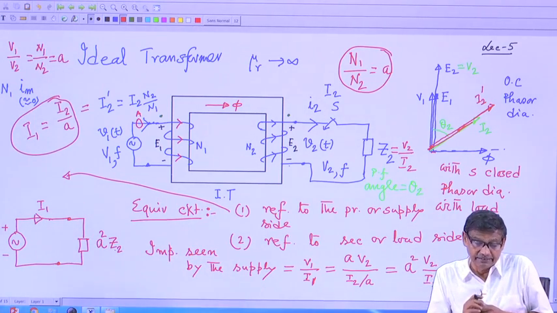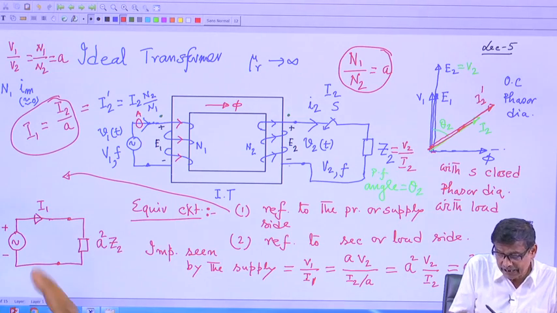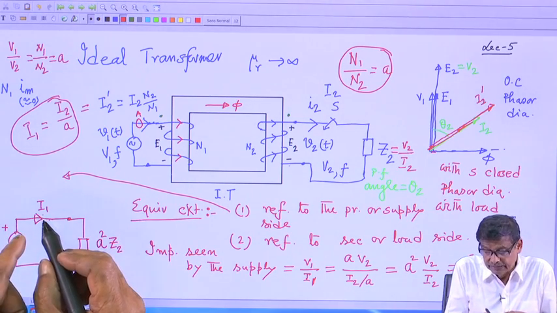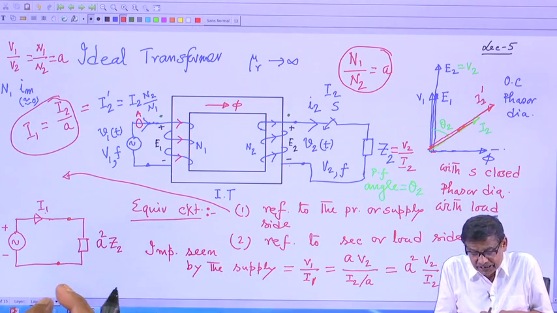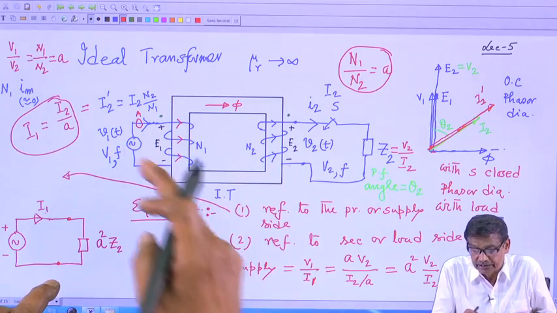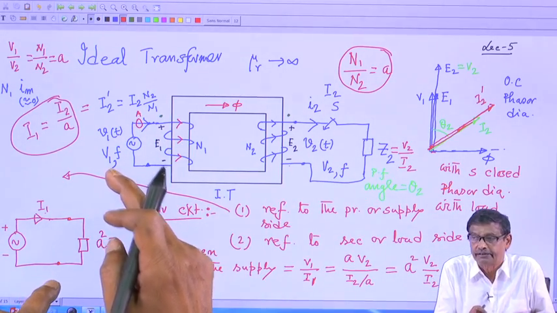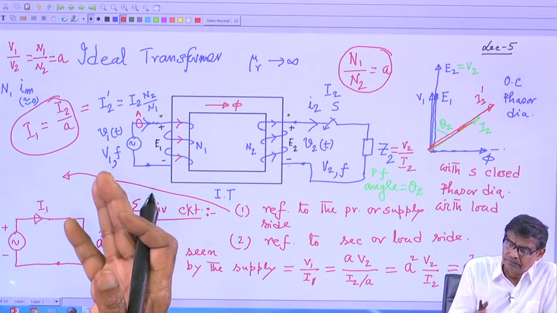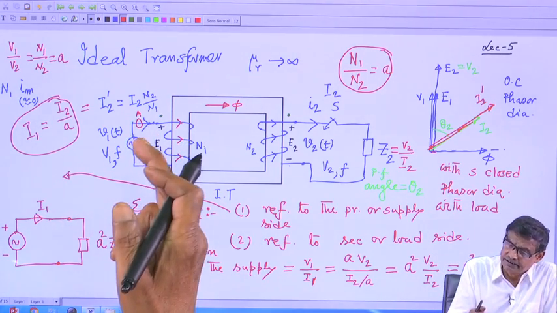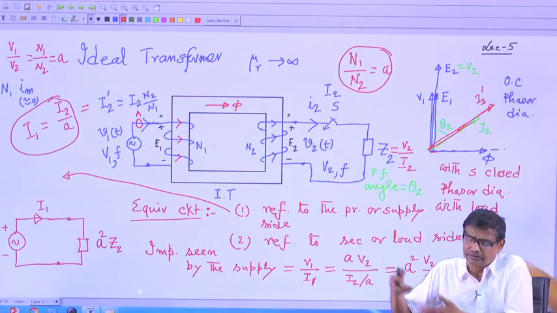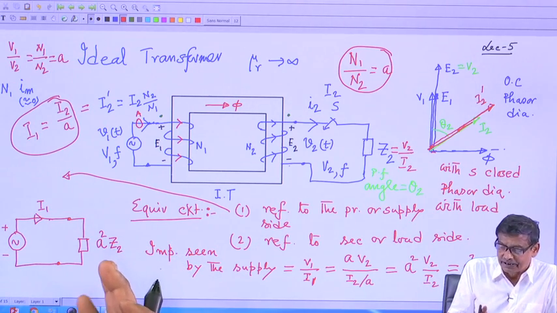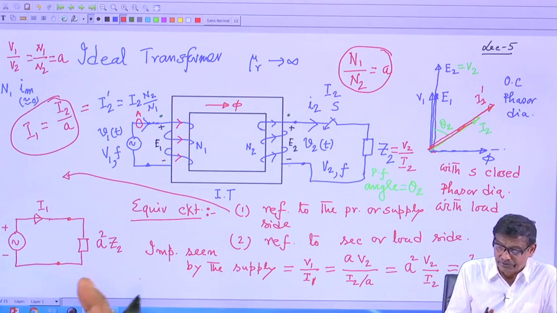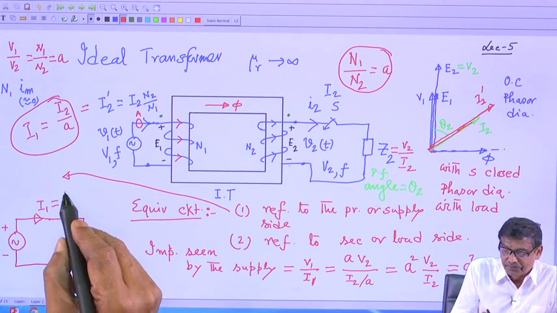In other words, what I am telling is that this is the supply, you make a circuit like this, your supply will not be able to distinguish between this simple circuit and this whole circuit, so far as the supply side is concerned, because here also V1 is the applied voltage, the current supplied by it is I1, then the transformer, then your V2, then Z2, etc. But in simple terms, it is as if you have connected an impedance across the source whose value is a square Z2, and this I1 is equal to I2 by a.